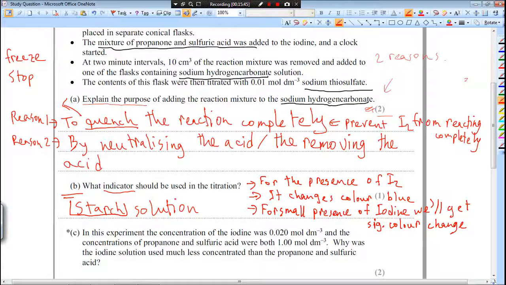Since we are carrying out the titration of iodine with thiosulfate in this experiment, we're going to use starch solution. Why are we using starch solution? That's because to detect the presence of iodine, since it changes the color of the solution to a blue complex. So here is the third reason: it can detect a small presence of iodine, and we will get a significant color change.